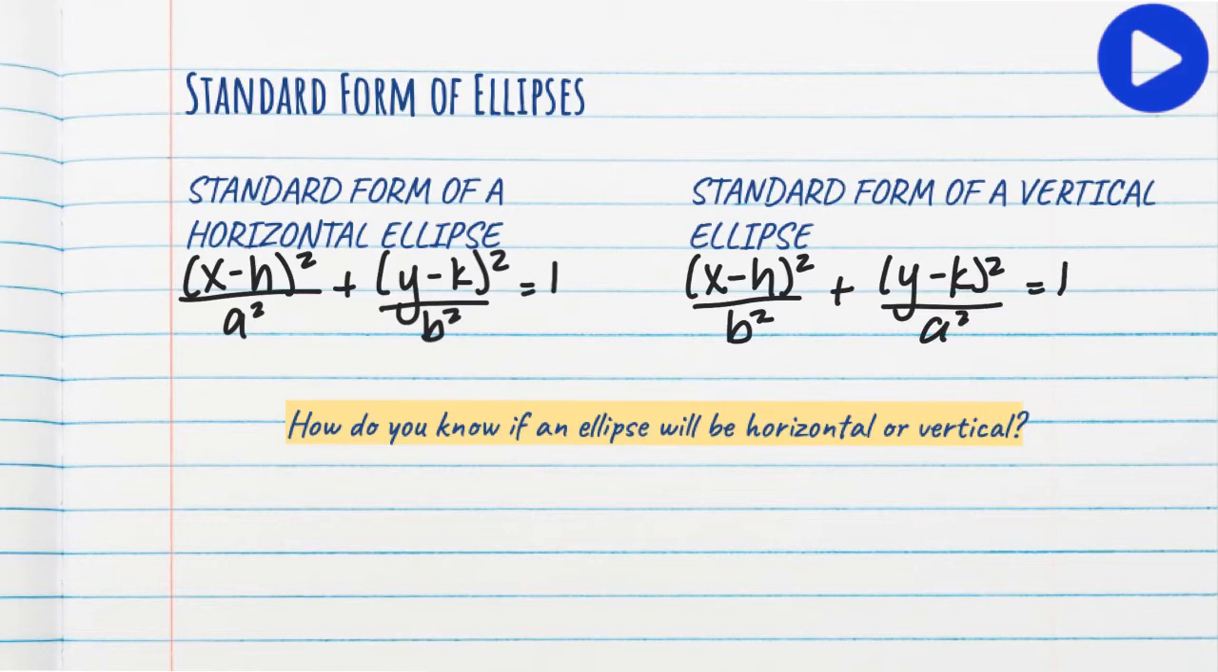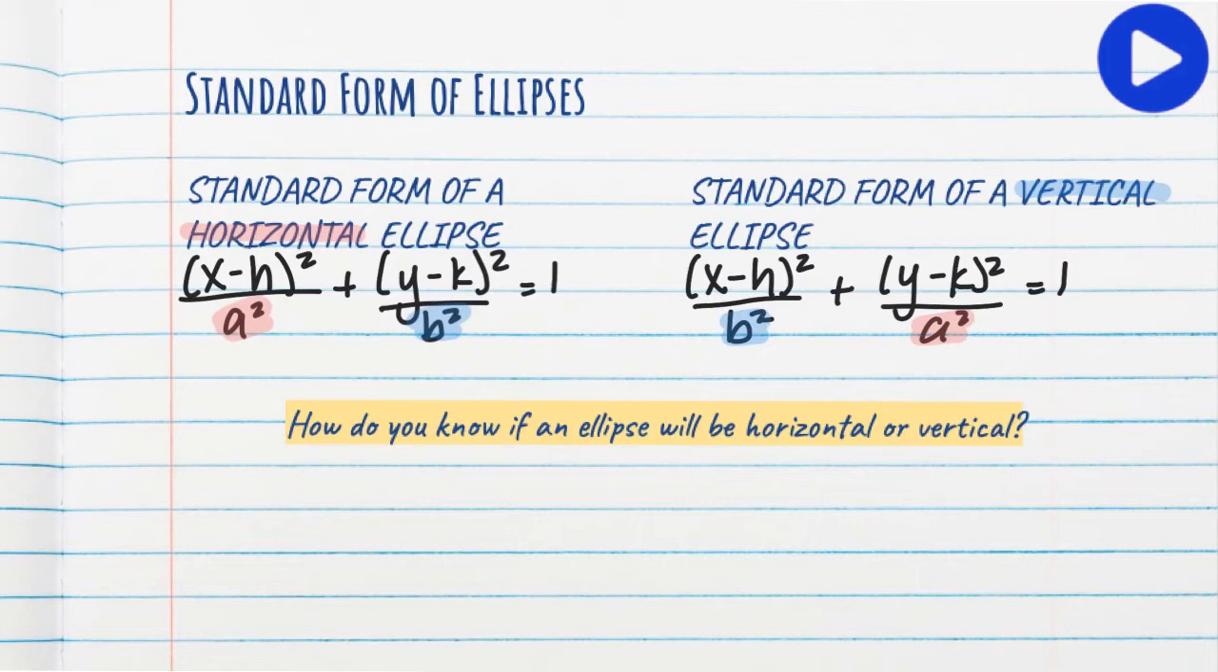So notice the difference between the two formulas. In the formula for the horizontal ellipse, the a squared is in the first term's denominator, and the b squared is in the second term's denominator. But in the standard form of a vertical ellipse, the a squared is in the second term's denominator, and the b squared is in the first term's denominator.